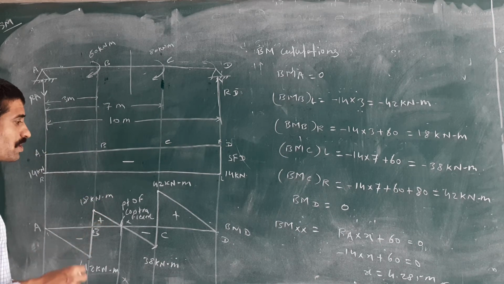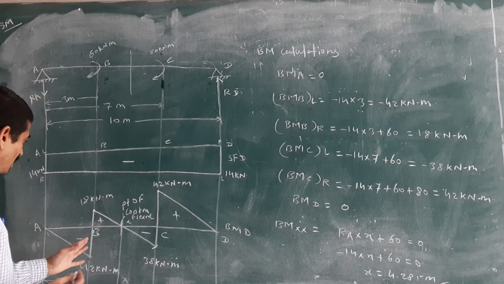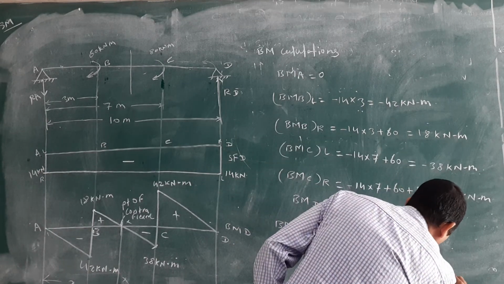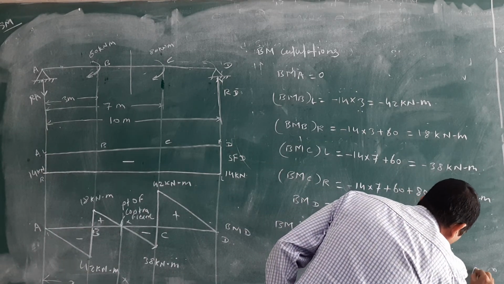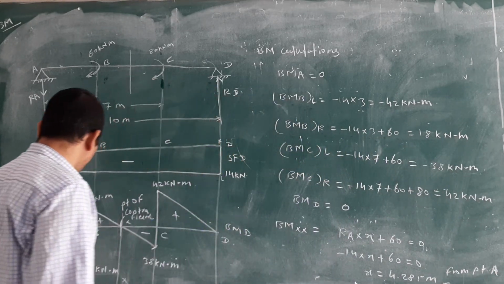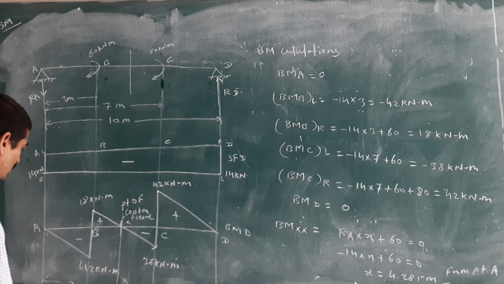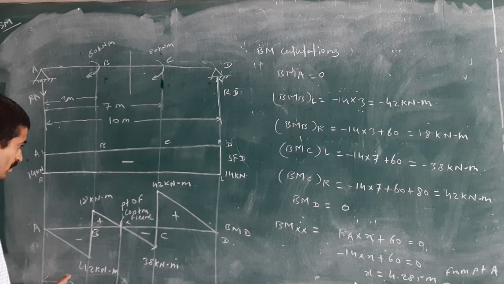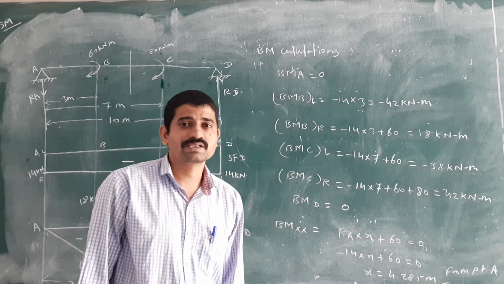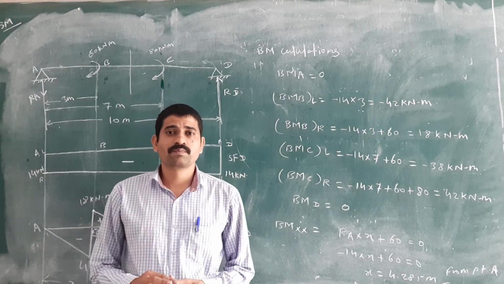Where is this point of contraflexure from the support A? It is this 4.285 from point A. We will get the point of contraflexure from the A support at a distance of 4.285 meter. That's it. All of you getting?